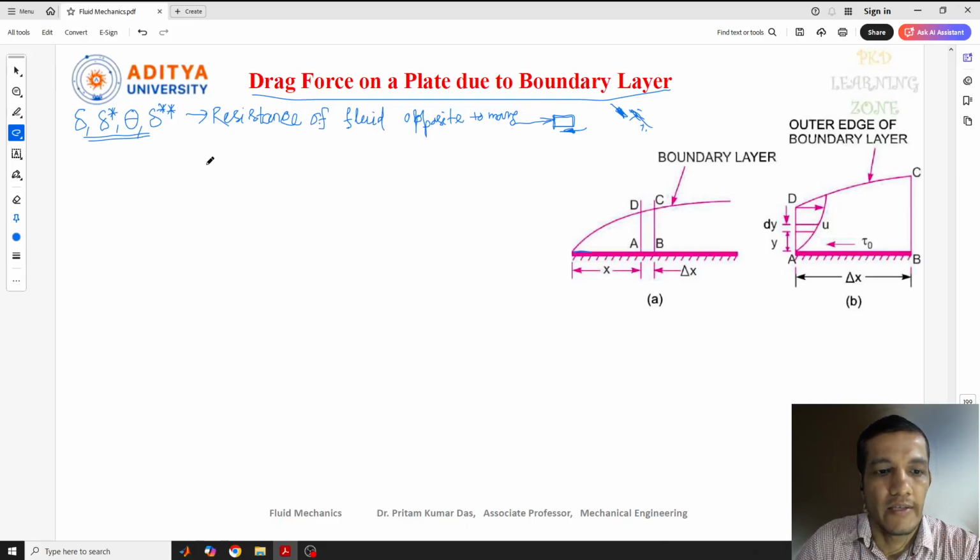Now this drag force actually depends upon some fluid properties also, like the density and viscosity of the fluid. This also plays a role in the drag force calculations.